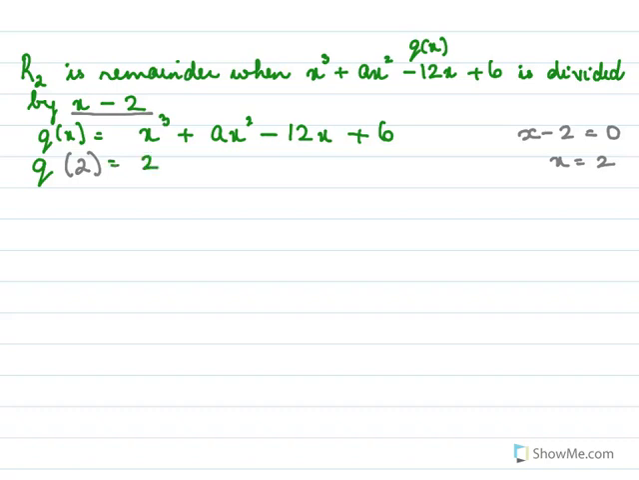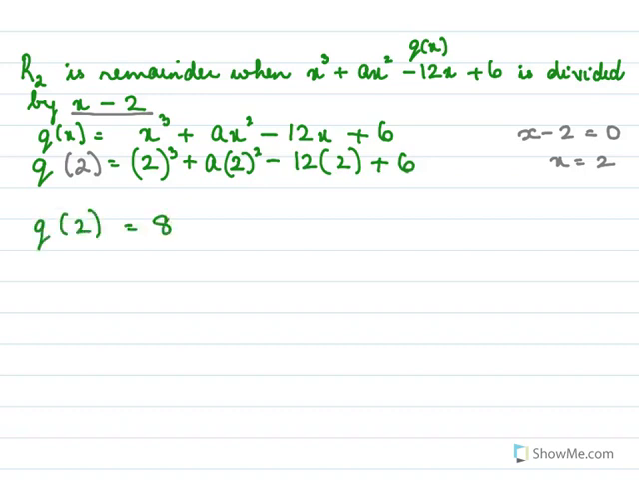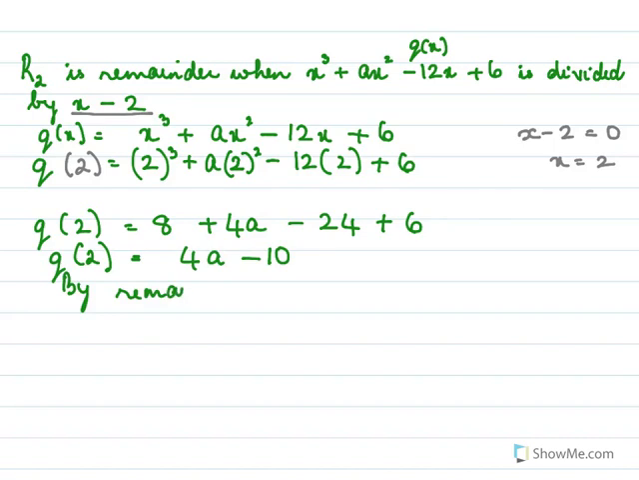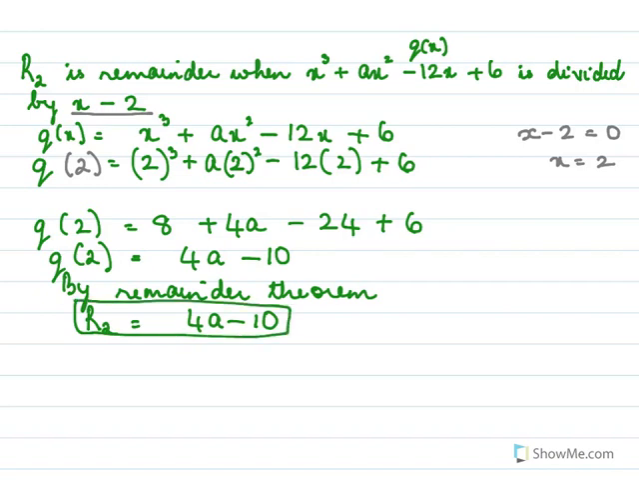So q of 2 will be 2 cube, wherever there is x I put 2. This is x square, so 2 square, and this is 2 plus 6. So q of 2 equal to 8, 2 cube is 8, this is 4a minus 24 plus 6. So q of 2 becomes 4a minus 10. By remainder theorem, this R2 is equal to 4a minus 10. So this is second. Now we know R1 and R2.